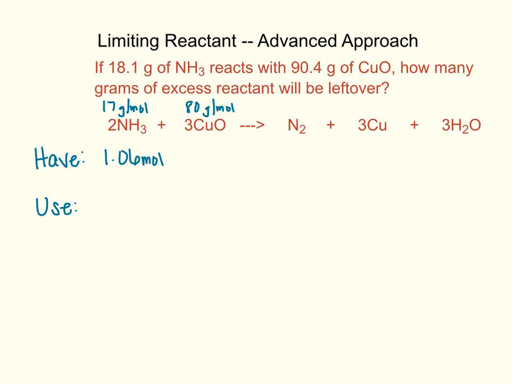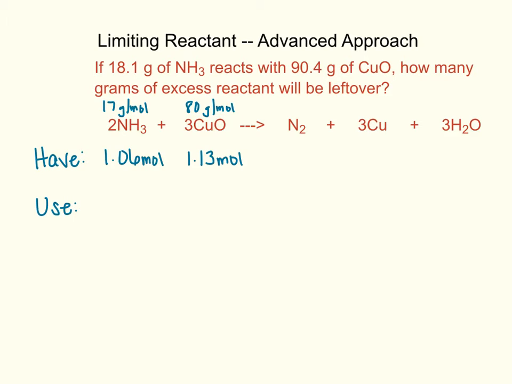And I'm going to do the same thing for CuO, 90.4 divided by 80, and I get 1.13 moles. So in this question, what I really have is 1.06 moles of NH3 reacting with 1.13 moles of CuO.